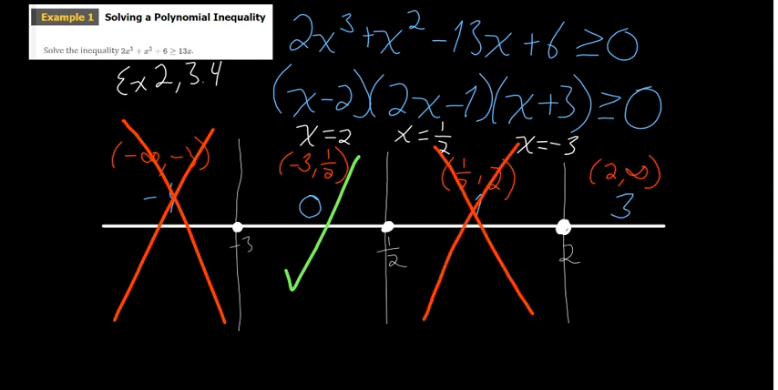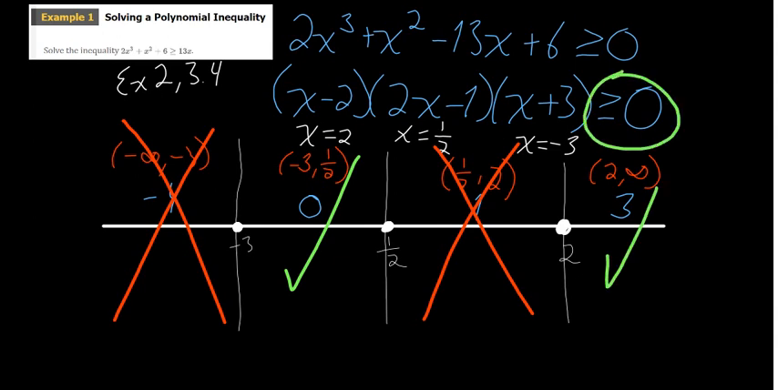And lastly, we're going to plug in a 3. So we plug a 3 here, a 3 here, and a 3 here. So 3 minus 2, well, that's a positive. 2 times 3 is 6. 6 minus 1 is 5, so that's a positive. 3 plus 3 is 6, so that's a positive. Well, a positive times a positive times a positive is going to be a positive. So this interval works. Again, I'm wanting to make sure that I'm greater than or equal to 0.